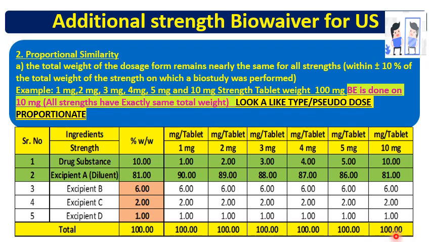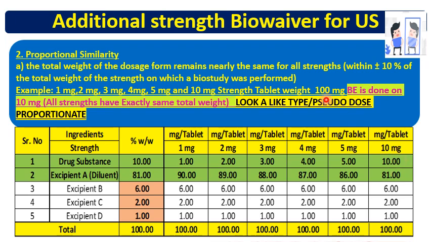Now, for making the other strengths, the weight is kept similar. Across the strengths, the weight of the tablet is similar, and only the drug substance and the diluent, that is excipient A, is changed. However, the other excipients are kept in a similar concentration. Excipient B, C and D are same. Only the diluent is increased or decreased as per the strengths.